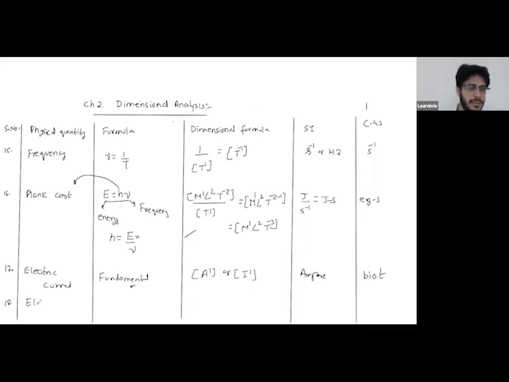Next, we need electric charge. Sir, in Planck constant the dimensional formula should have T minus 1, right? Because frequency is T minus 1. Oh, sorry. Yes. By frequency is yes, T minus 1. So it would be T to the power minus 2 plus 1. Yes, right. It would be minus 1. Thank you. The next is electric charge.